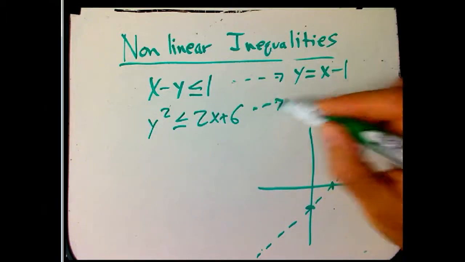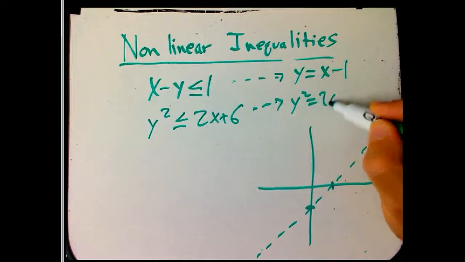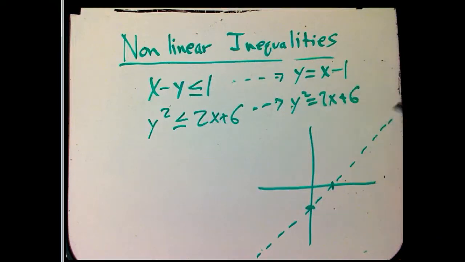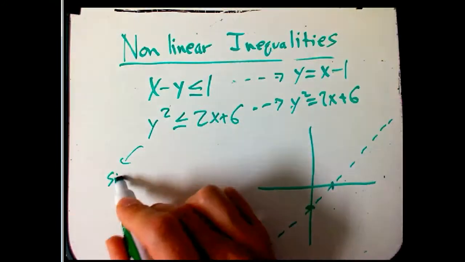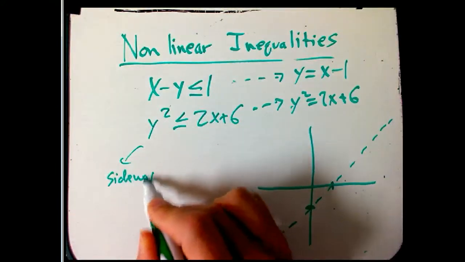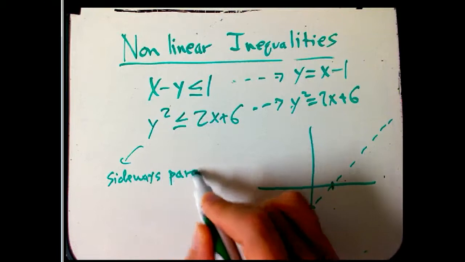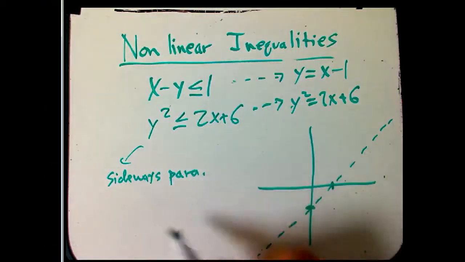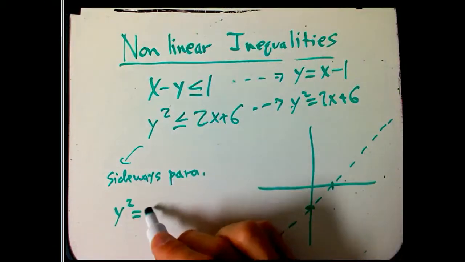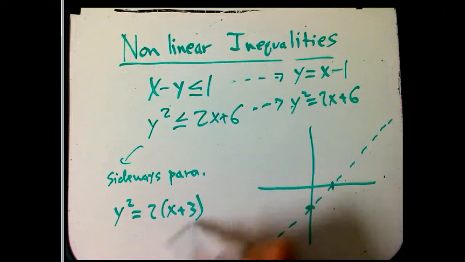Now this one's a little more interesting when you turn it into an equality. You don't really want to solve that for y. You want to think of what kind of curve that is. Oh, it's a sideways parabola. Okay, well let's see, and it's got a shift to it. It's y squared equals 2 times the quantity x plus 3.